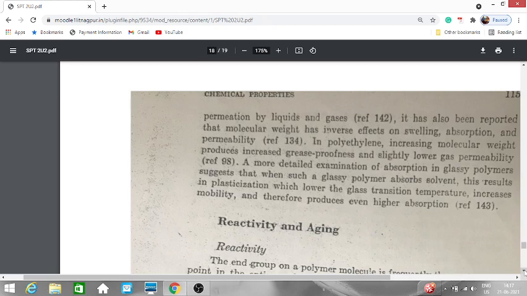A more detailed examination of absorption in glassy polymers suggests that when such a glassy polymer absorbs solvent, this results in plasticization, which lowers the glass transition temperature, increases mobility, and therefore produces even higher absorption. So just remember that swelling, absorption, and permeability is inversely proportional to molecular weight.